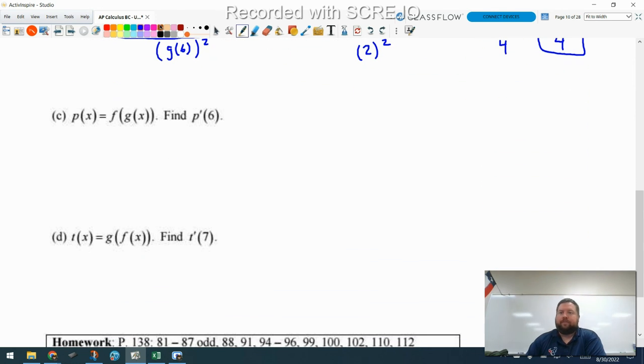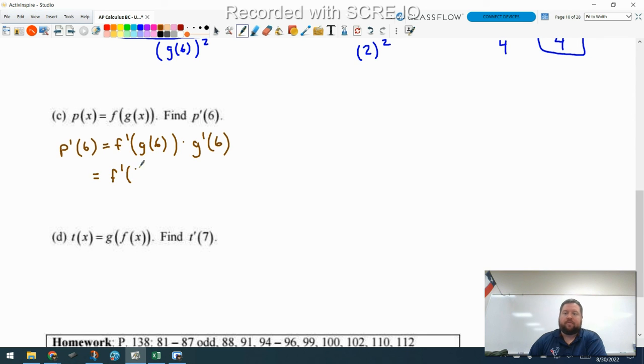All right, a couple more. Next one is a chain rule. So p prime of 6 is equal to, we do the derivative of the outside first, keep the inside the same, plugging in 6 for x, and then multiply by the derivative of the inside with the 6. All right, so first thing I'm going to do is find g of 6, which we just had on the last problem. G of 6 is equal to 2.